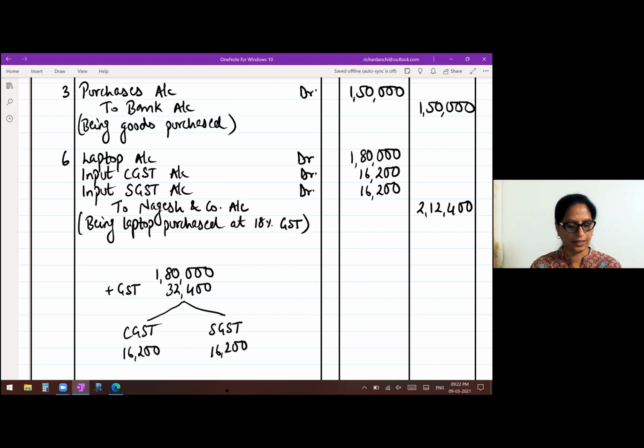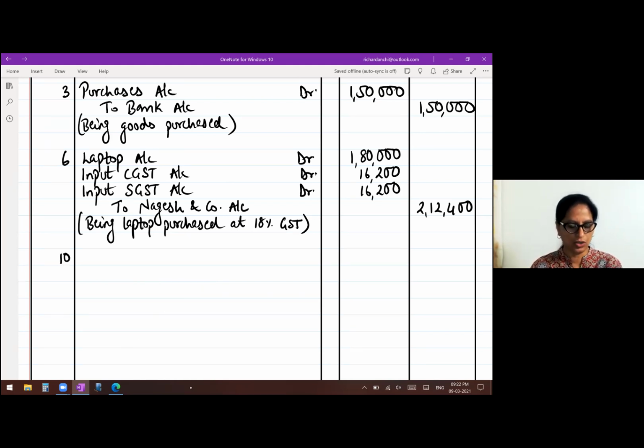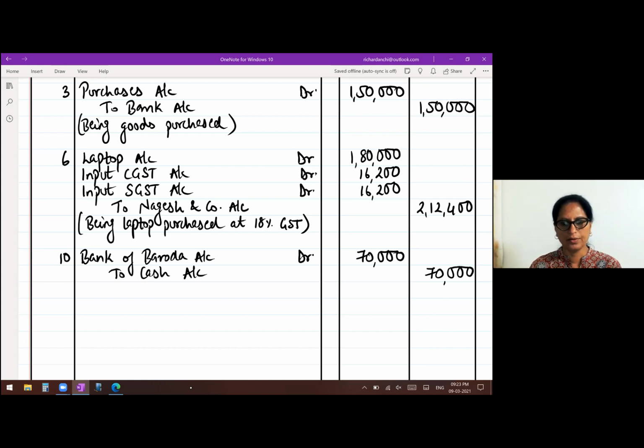Okay. 10th, paid into Bank of Baroda. Paid or deposited. So it's cash that is going out, bank is the receiver. So the entry here, since they have given the name of the bank, Bank of Baroda account debit 70,000 to cash account. Cash goes out from business, to cash account 70,000. Being amount paid into bank.